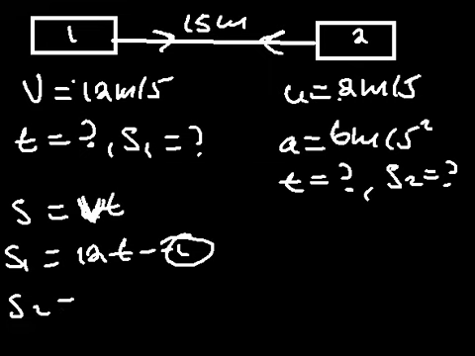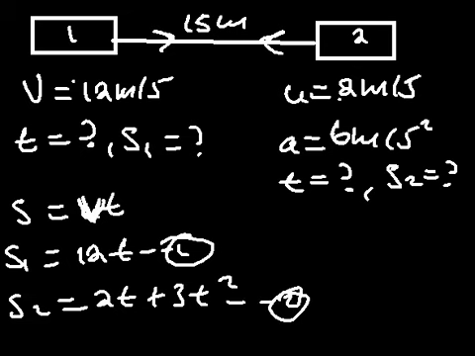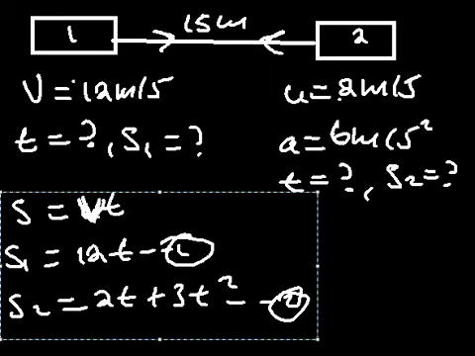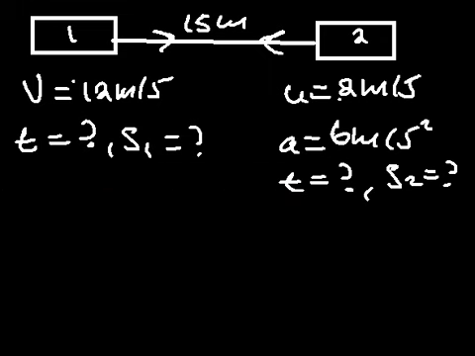And how about S2? For this case, we'll have it as 2t plus 3t squared. This is equation 2. So try to go through that to find the time taken and their respective distances. And finally you'll be able to find the speed that object 2 will have as it meets object 1. Using the same principle, you can work it out using the quadratic formula.